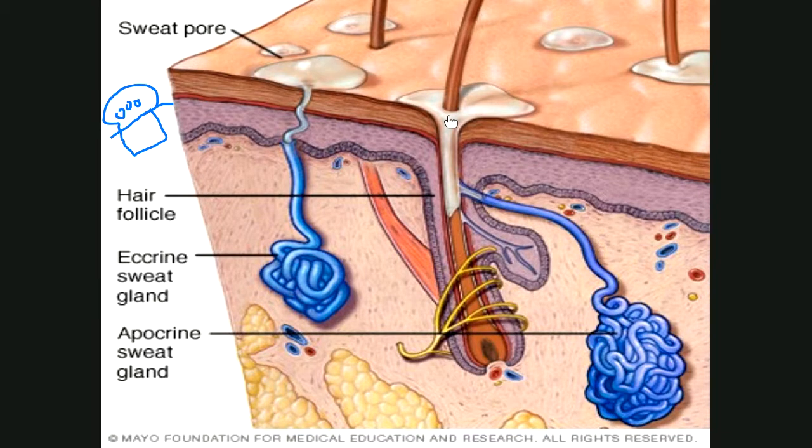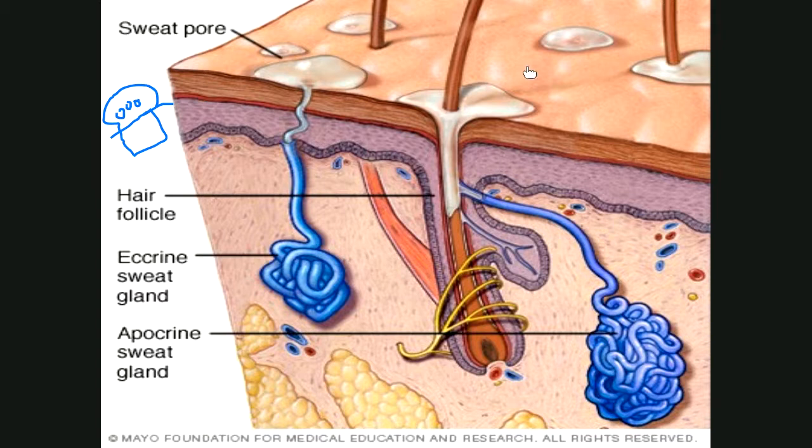The sebum has antibacterial activity, and as you see here, all the sebaceous glands are attached to a hair follicle, and the secretion goes out by the hair. And the sebaceous glands increase their function at the time of puberty.